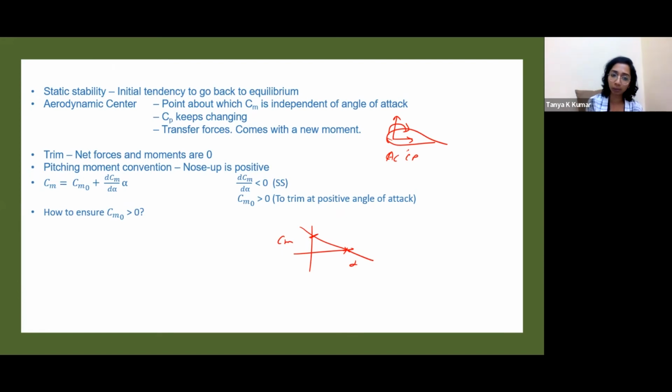How do we ensure Cm naught to be positive? There are several ways. One, if we do not consider the tail, you ensure that your CMAC is positive, greater than 0. Now, CMAC for a cambered airfoil is less than 0. For a negatively cambered or reflex airfoil, you will have CMAC greater than 0. So for cambered, you have less than 0, and for reflex, you have greater than 0. So that is one way to ensure Cm naught greater than 0.